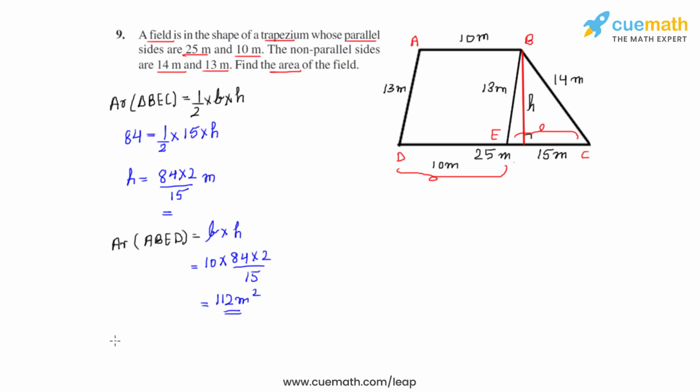Now as we have found the areas of the two shapes for the given trapezium, which are a parallelogram and a triangle, we can write the area of trapezium ABCD equals the area of triangle BEC plus the area of parallelogram ABED. Let's start substituting the values. We add 84 plus 112. So we get the area of the trapezium field ABCD to be equal to 196 meters square. And this is how we find the total area for the field ABCD, which is in the shape of a trapezium.